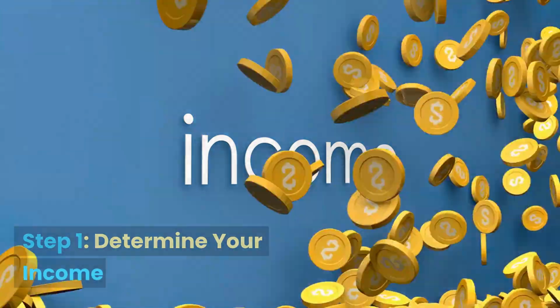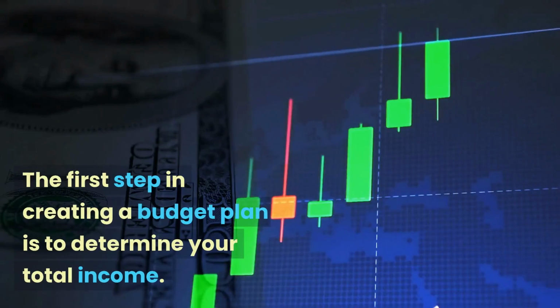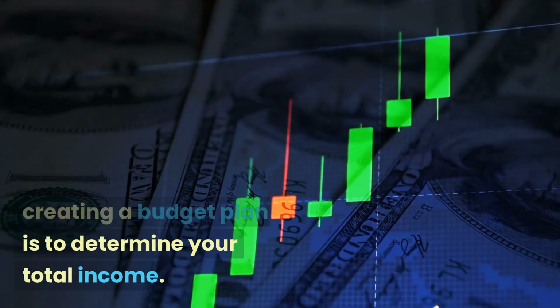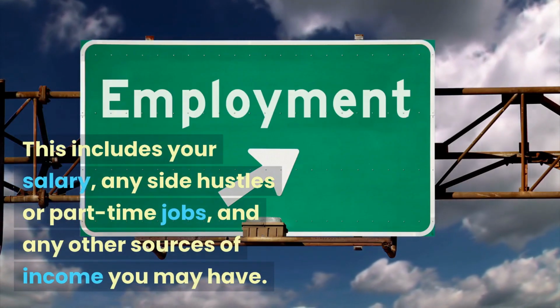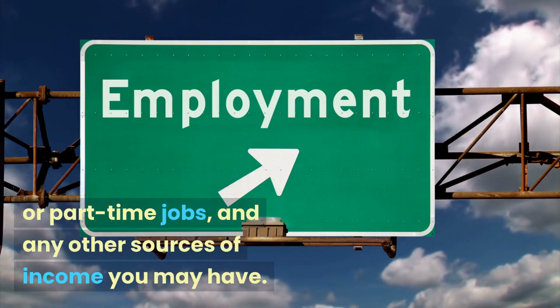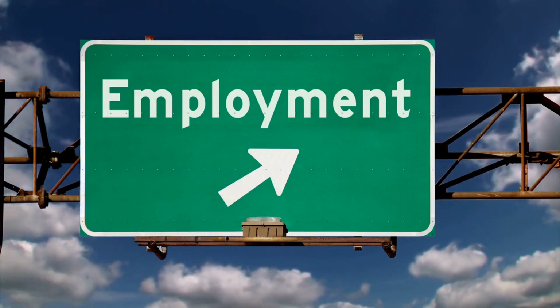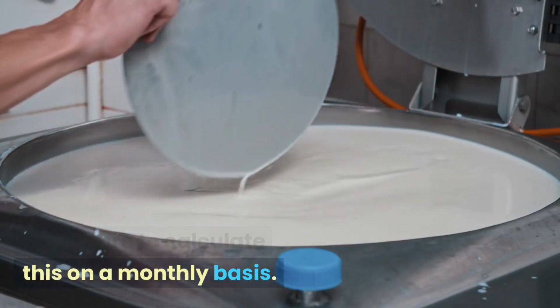Step 1. Determine your income. The first step in creating a budget plan is to determine your total income. This includes your salary, any side hustles or part-time jobs, and any other sources of income you may have. Make sure to calculate this on a monthly basis.